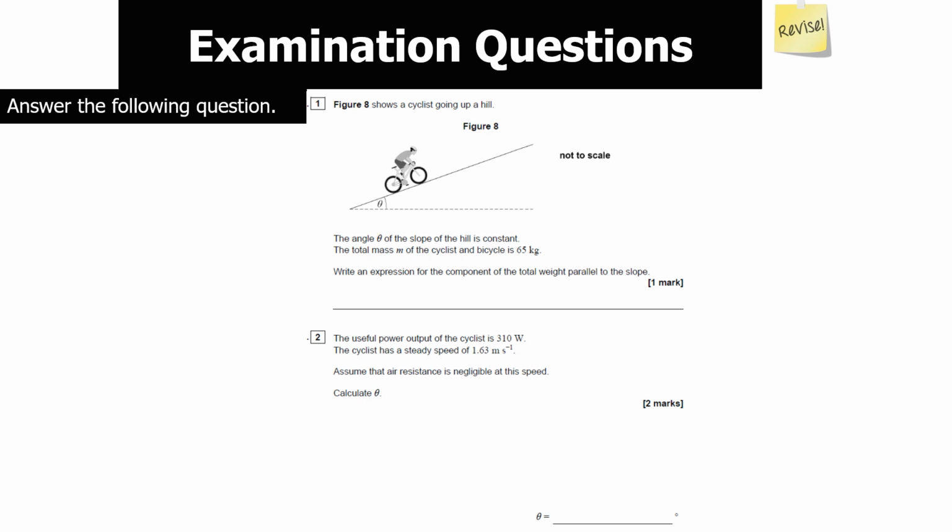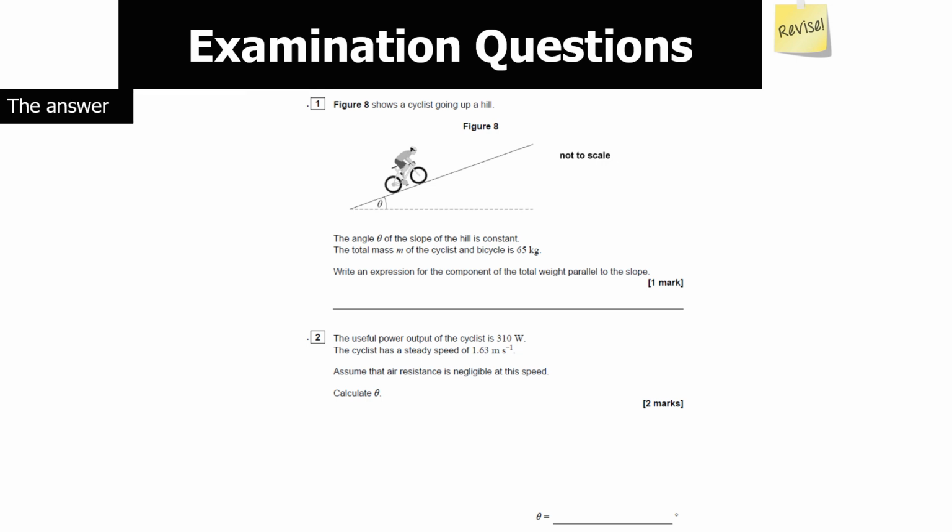Then the useful power output of the cyclist is 310 watts. The cyclist has a steady speed of 1.63 meters per second. Assume that the air resistance is negligible at this speed and calculate theta. So pause the video now, then unpause the video when you want to go through your answers.